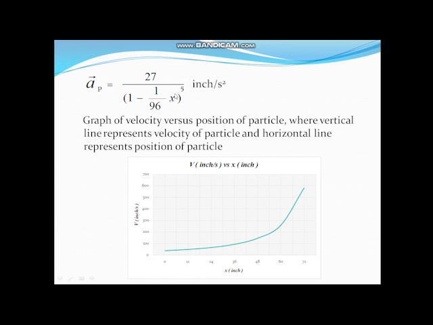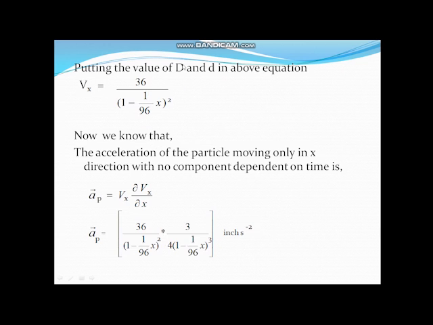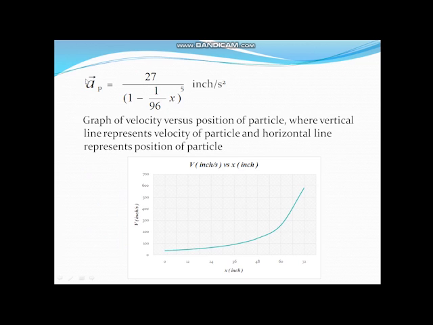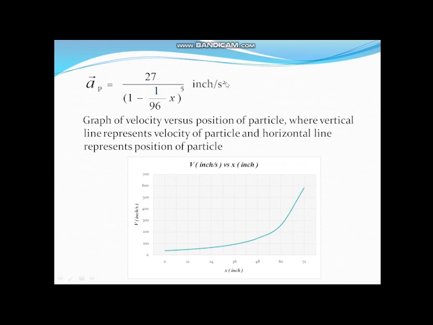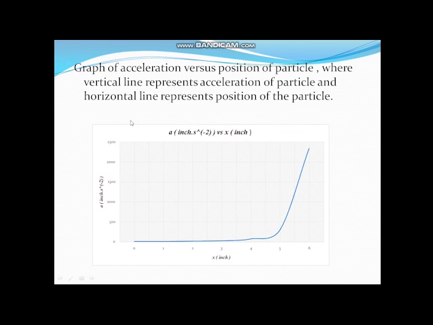Coming to the second part, we have to plot the graph. The first graph is of velocity versus position of particle, where the vertical axis represents velocity of the particle and the horizontal axis represents position of the particle. When you plot it, we'll get a graph like this. The second graph is of acceleration versus position of the particle, where the vertical axis represents acceleration and the horizontal axis represents the position of the particle. We'll get a graph in this way. Just plotting this particular equation will give us this graph.